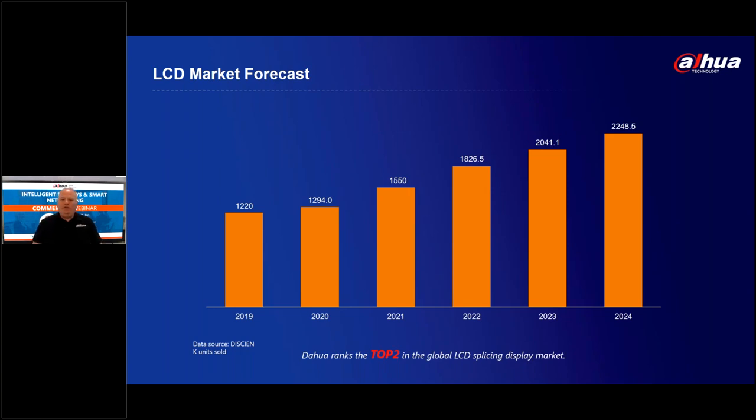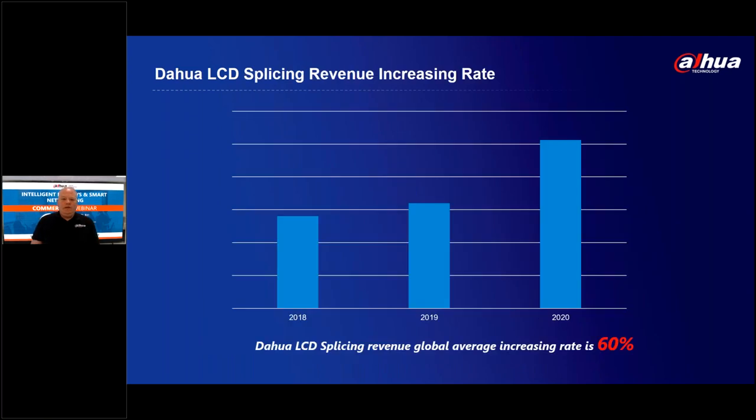So huge amounts of growth still to happen in the market. But let's have a look at our sales. So this is a graph showing from 2018, 2019, 2020 of our increase in units sold. So really, again, an average growth rate of over 60% per annum, which is great. That's really, really good. It's showing that there's a huge demand. It's showing that our customers have confidence in the Dahua products and our solutions. It means that we're able to offer product with excellent solution values.